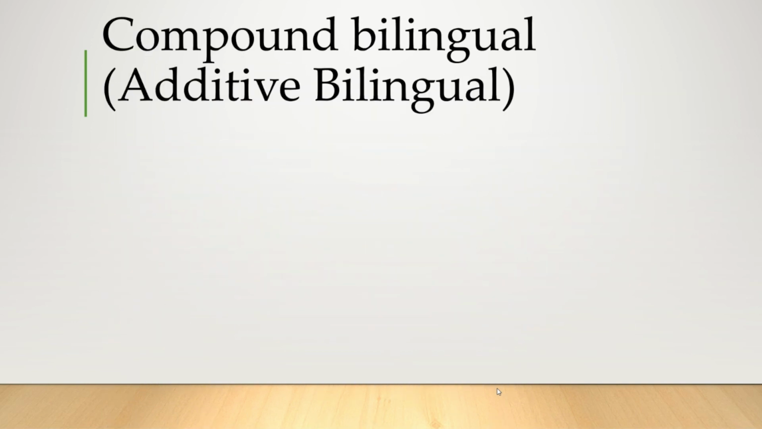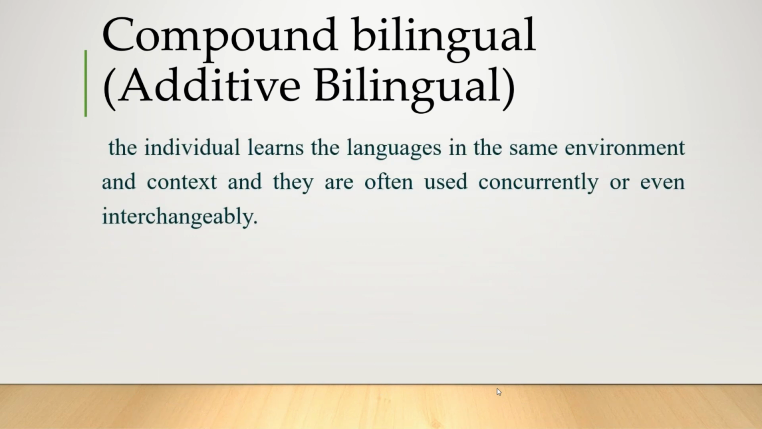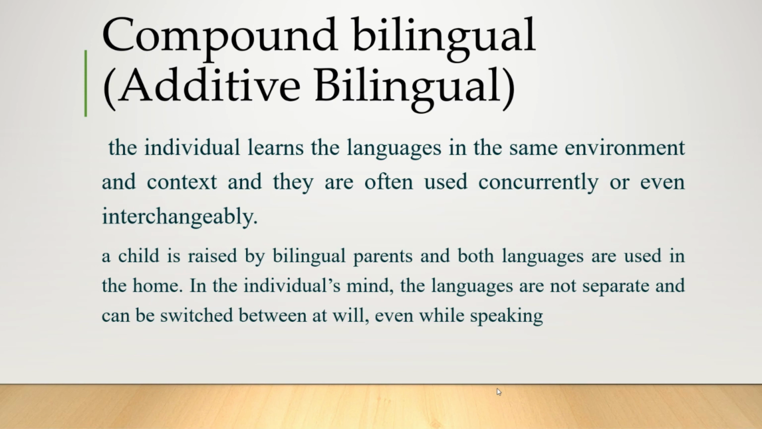Next, we have compound bilingual or additive bilingual. The individual learns the languages in the same environment and context, and they are often used concurrently or even interchangeably. For example, a child is raised by bilingual parents and both languages are used in the home. In the individual's mind, the languages are not separate and can be switched between at will, even while speaking.